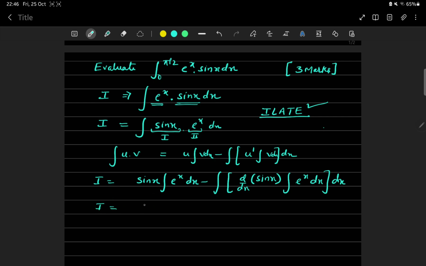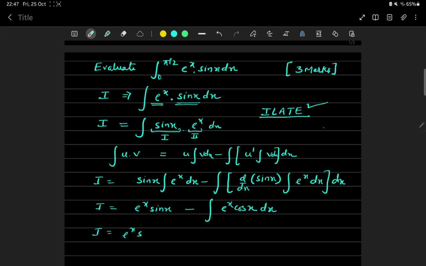Now what we will get? Now integration of e to the power x dx will be e to the power x, so this will become e to the power x sin x, minus integral, here d by dx of sin x is cos x, so it will become cos x, and e to the power x integral is e to the power x. So this we are going to get. Okay, now again here we will get integral e to the power x cos x dx. So we have to again apply the integration by part here.